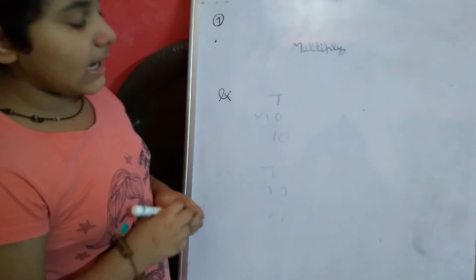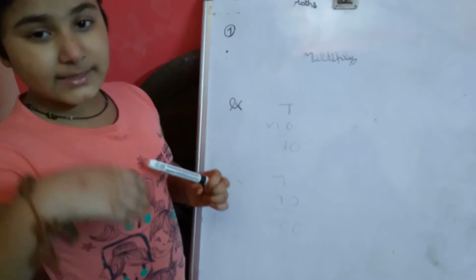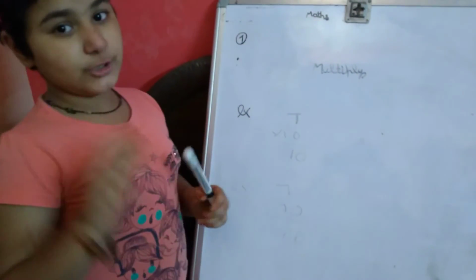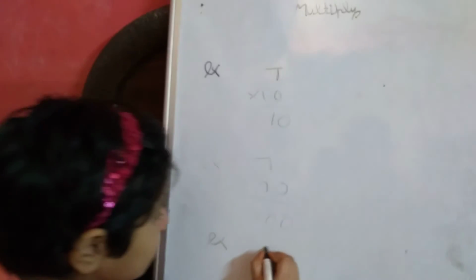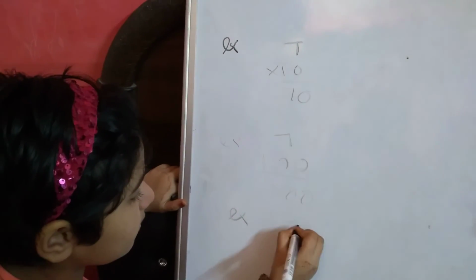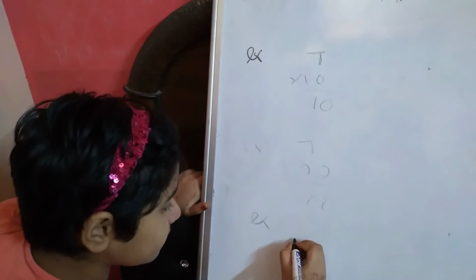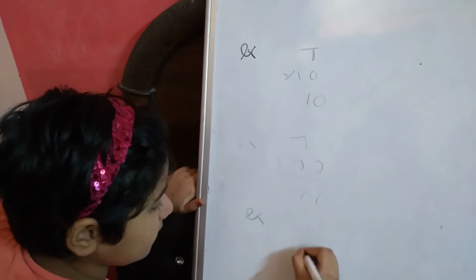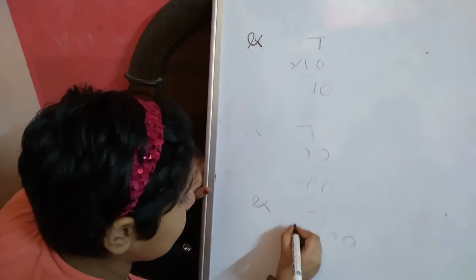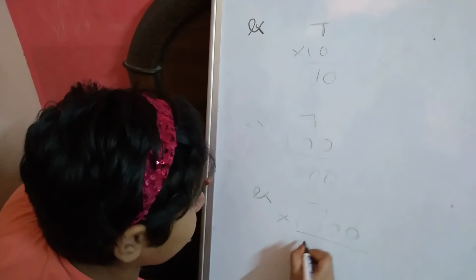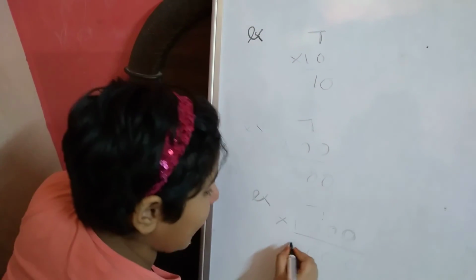Multiplying by 1000, we write the answer and put 3 zeros on the right of the answer. Let's see an example. 7 times 1000, and we multiply. So the answer was 7, and put zeros. The answer is 7000.